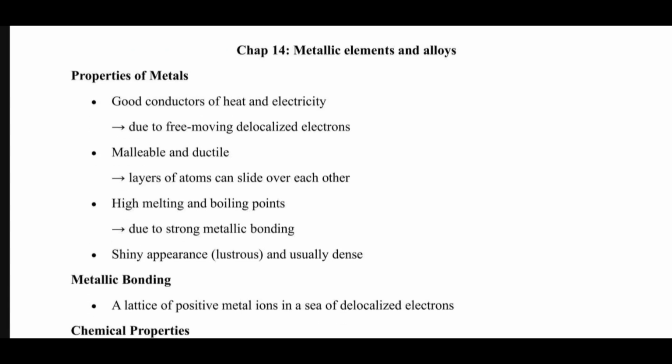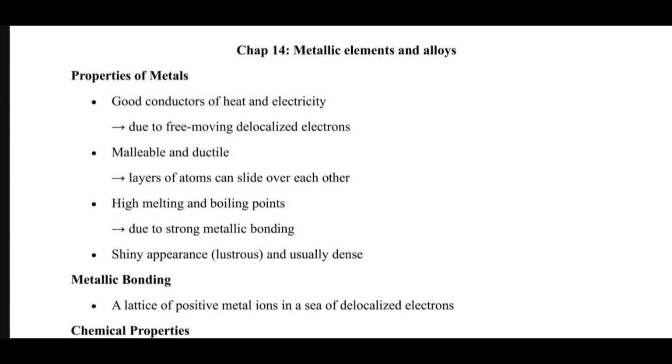We already discussed some properties of the metals in chapter 13. Now let's see what else you have to remember. Metals are good conductors of electricity, right? They are good conductors of heat. You must remember this property. This property is for all the metals, okay? There is no metal that cannot conduct electricity.